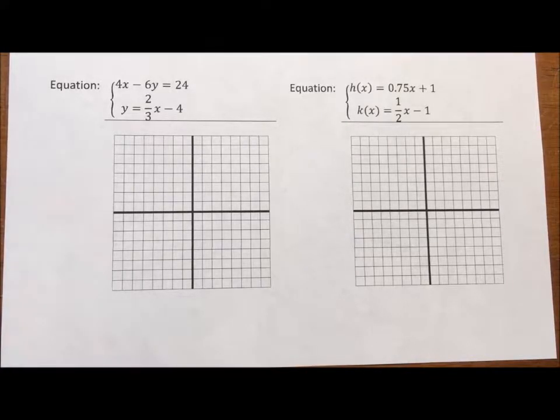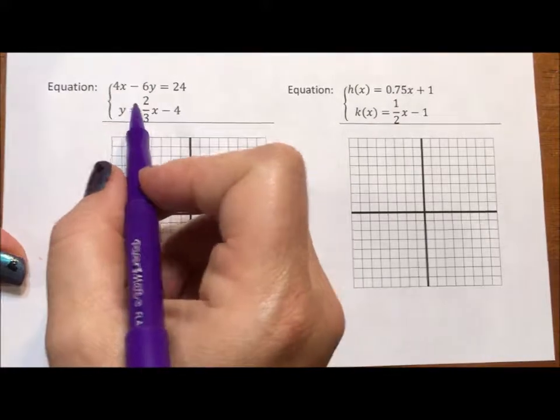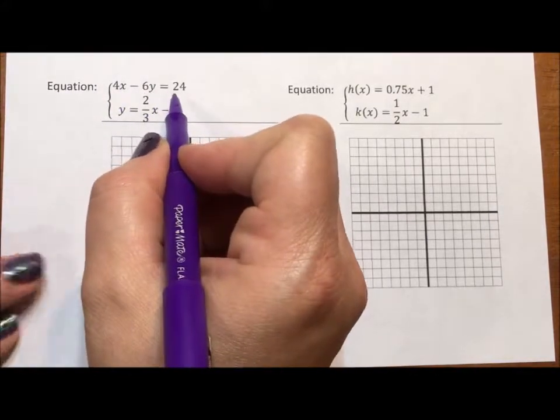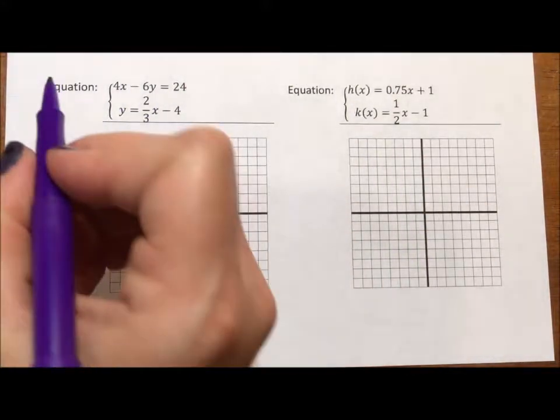Today I'm doing a series of videos on lines and systems of equations, and in this video specifically we are going to graph a system of equations. Alright, so our first one, 4x minus 6y equals 24, there are two ways of graphing it.